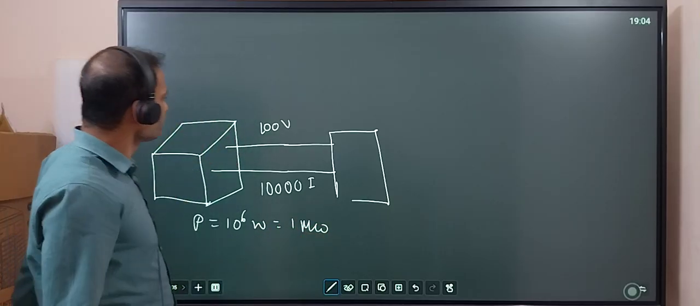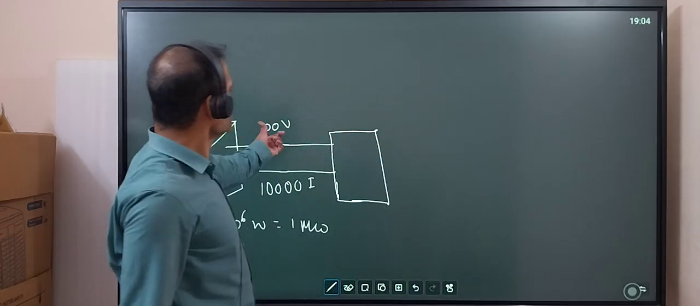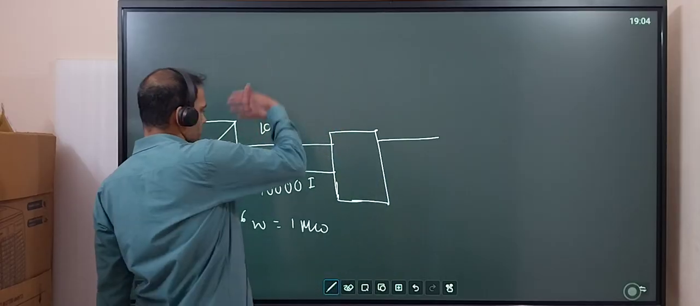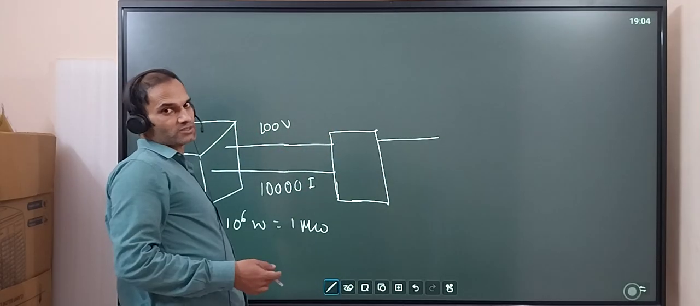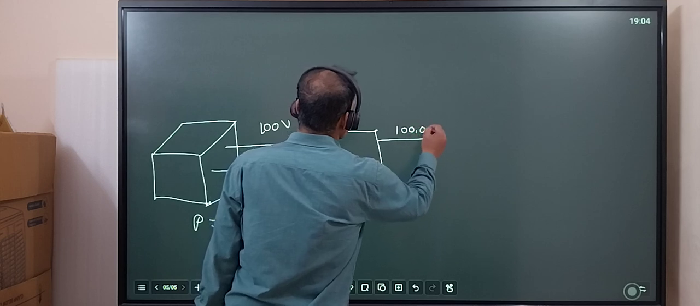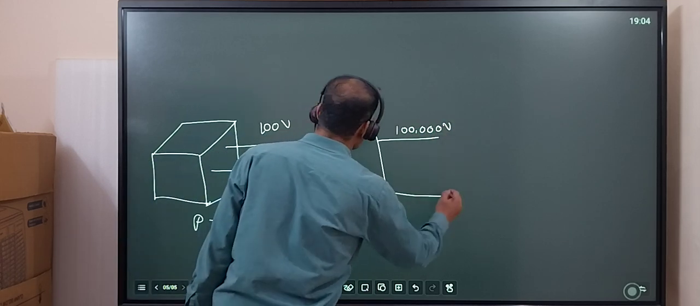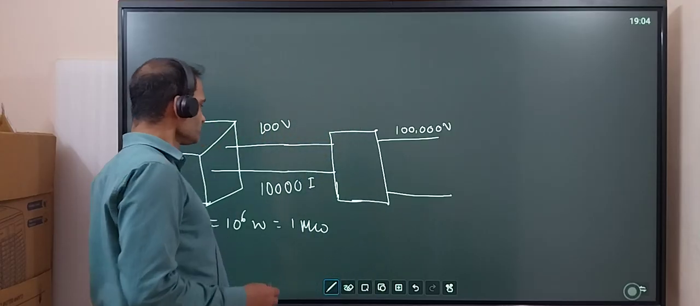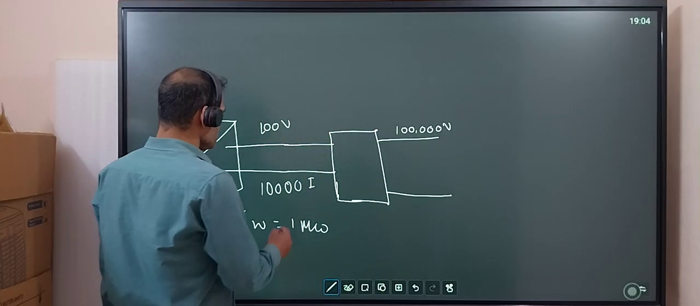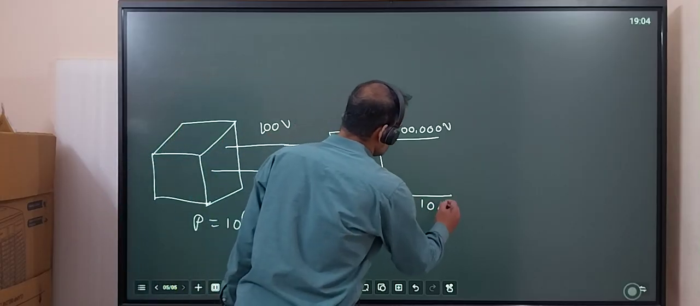So now what will we do, we will increase this voltage by 1000 times. So I am making it this much volt, and the current is reduced by a factor of 1000. Now this current is only 10 ampere.